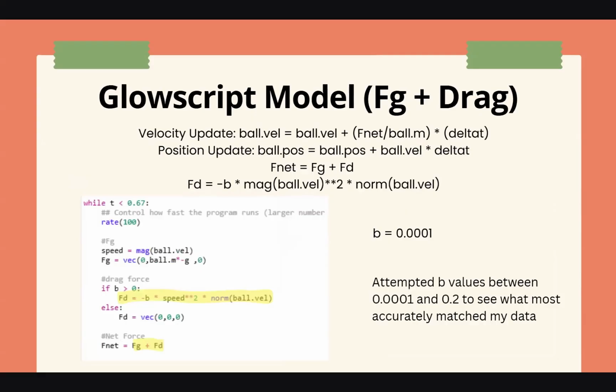With the drag force model, we modified it to include air resistance. Drag force always points opposite to the velocity vector and has a magnitude proportional to the square of the speed. If the drag force constant was set to 0, the model reduced to the gravity-only case. So in this case, we experimented with different B values to see what most accurately matched the data. We chose 0.001 as our B.